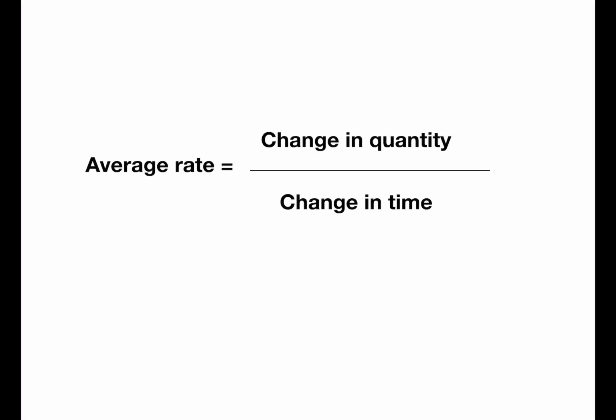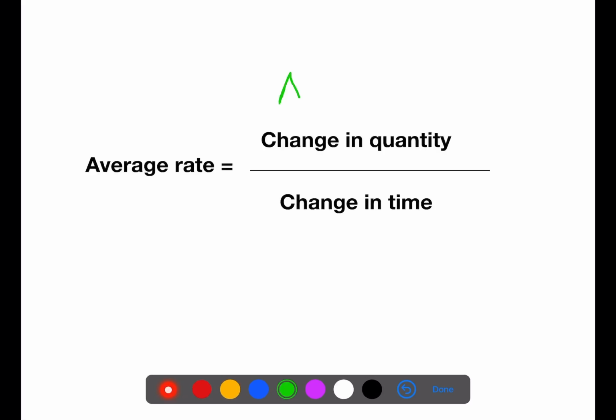Today we're going to do a practice video looking at average rate calculations. So average rate can be calculated by dividing the change in quantity in the reaction by the change in time. This is represented in the data book as delta quantity divided by delta time.